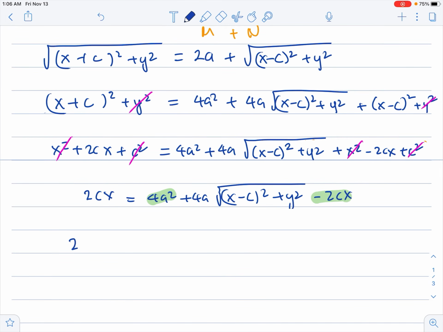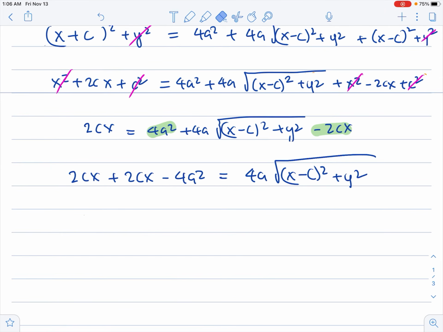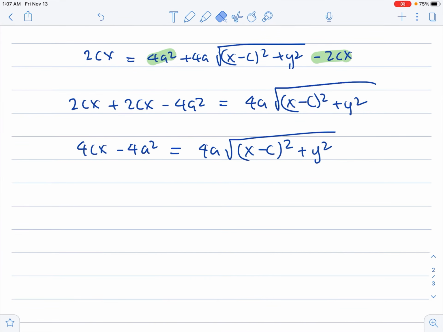So, magiging 2cx plus 2cx minus 4a squared equals 4a times square root of (x minus c) quantity squared plus y squared. Now, adding, we have 4cx minus 4a squared equals 4a times square root of (x minus c) quantity squared plus y squared. Now, notice na meron tayong 4 pare-pareho, no? So, pwedeng i-divide yung equation by 4. Divide the left-hand side by 4, tsaka divide the right-hand side by 4. Meaning, mawawala yung mga 4's na yan.